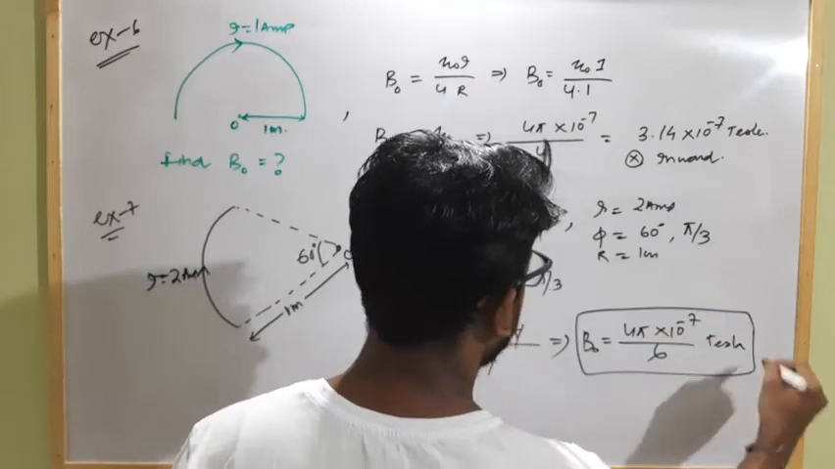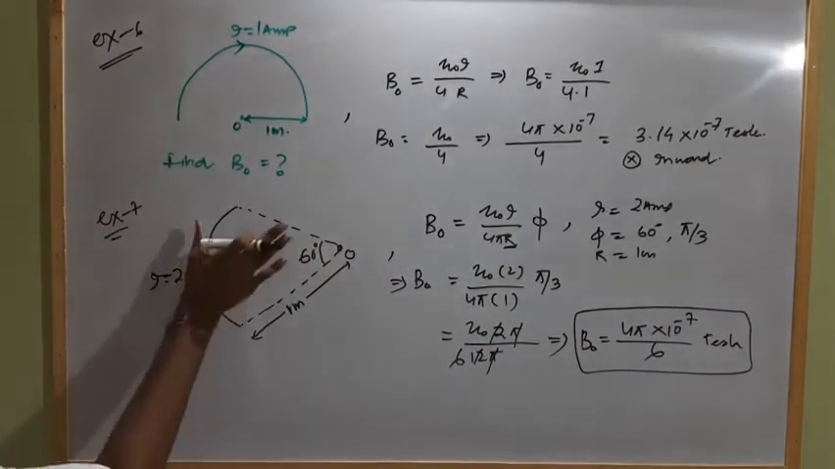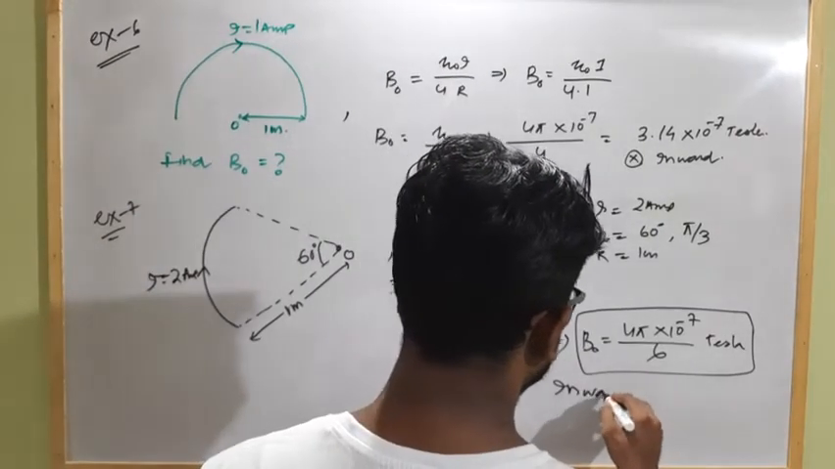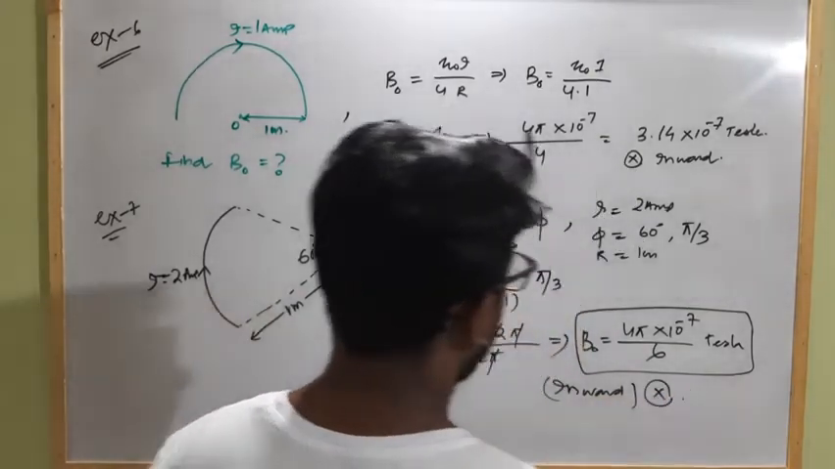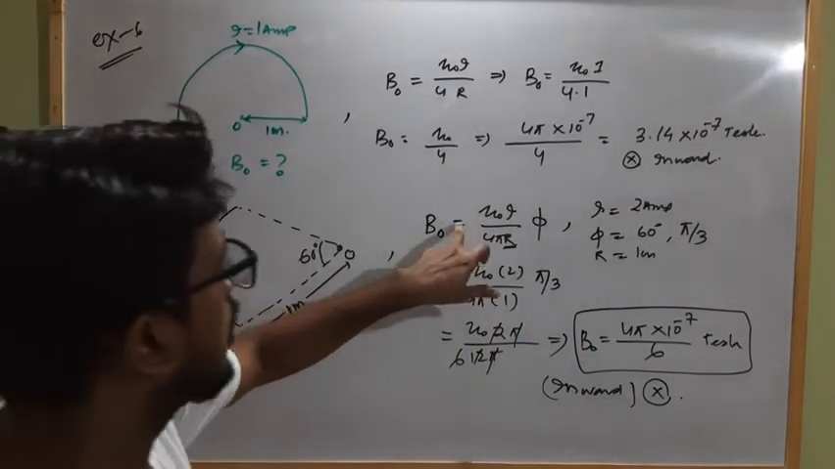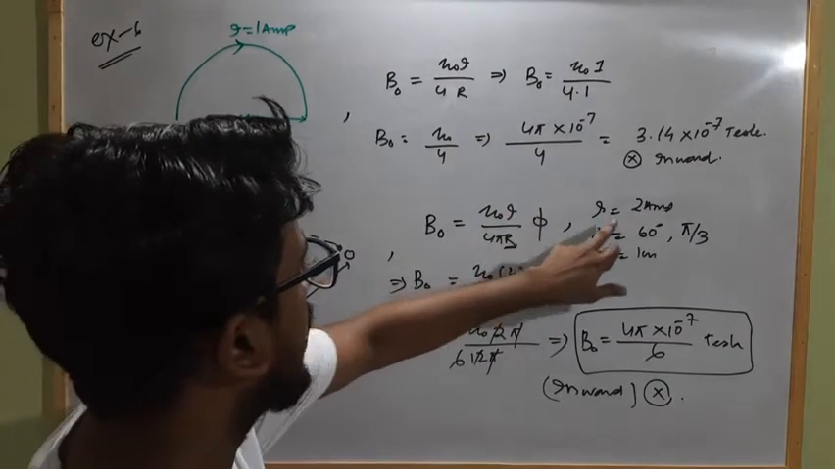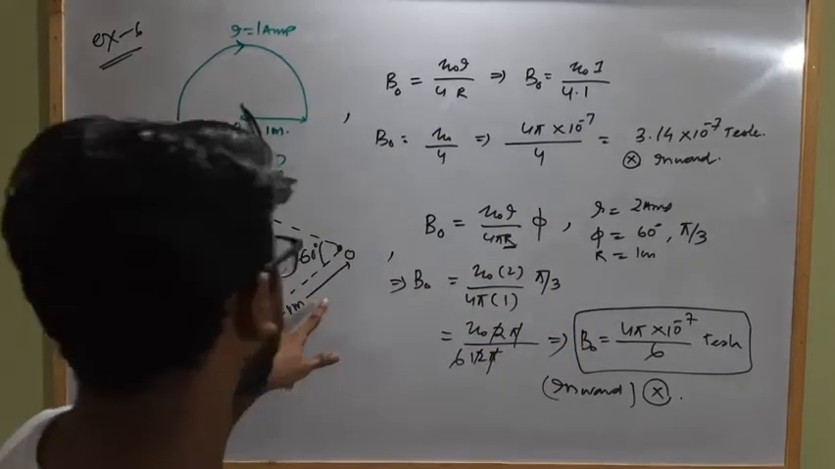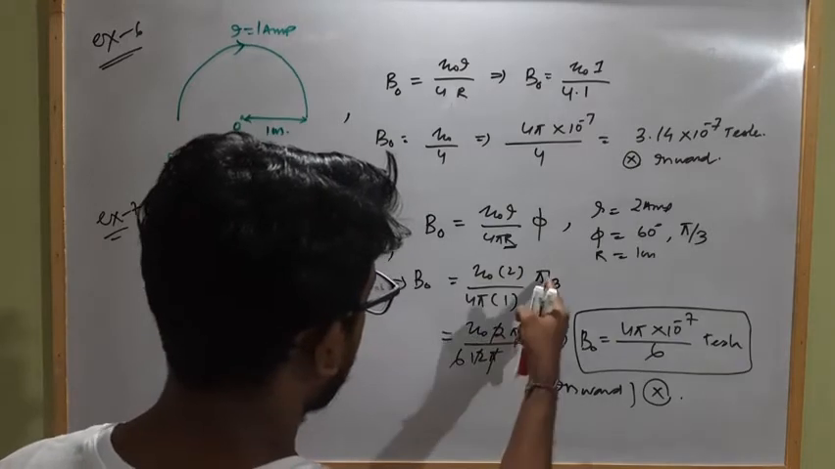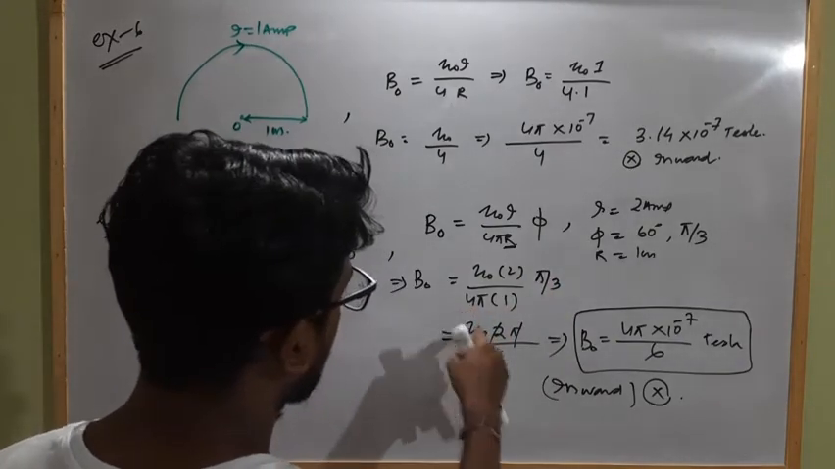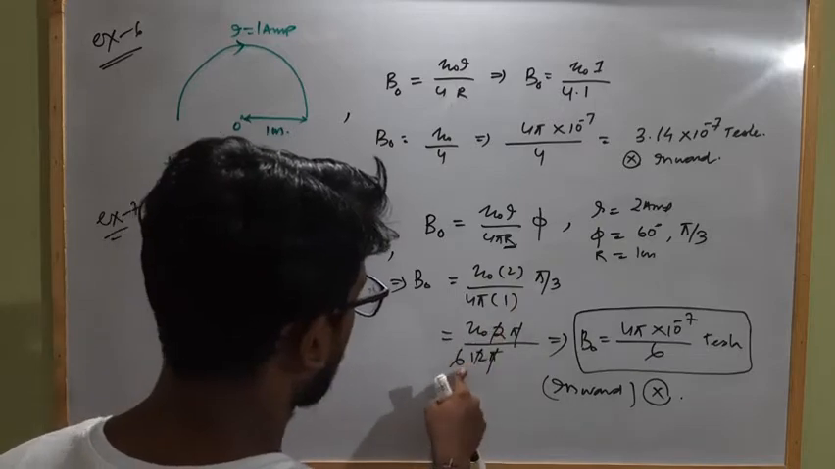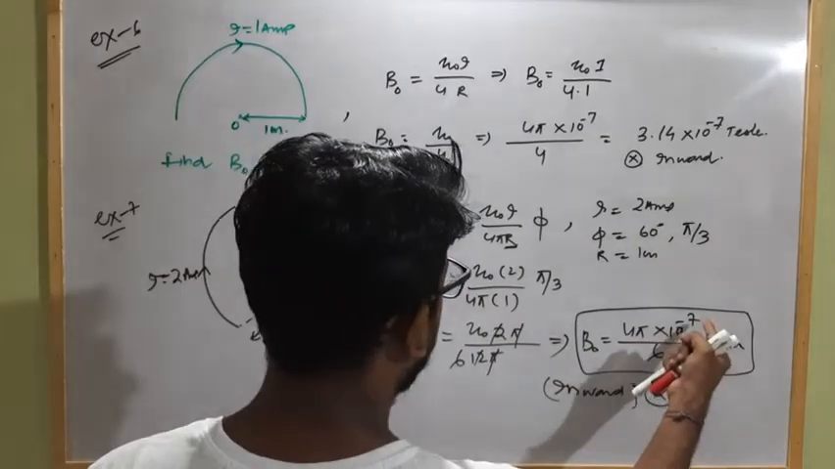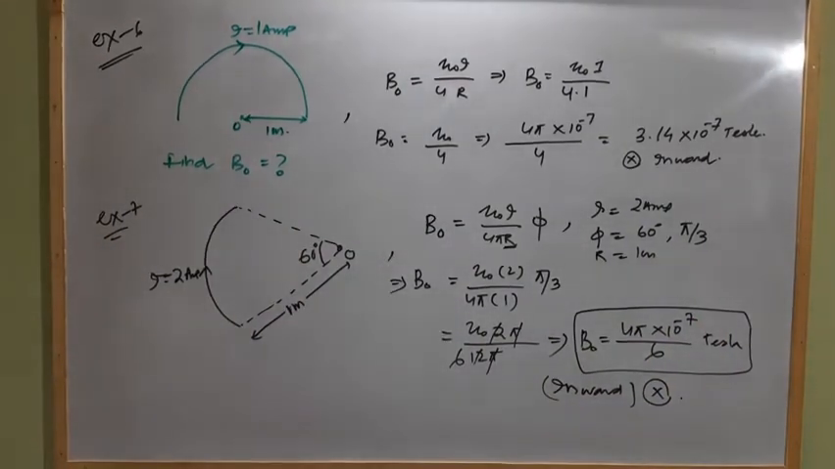This is the expression for the magnetic field strength at point O, and the direction is clockwise, so the thumb curls like this, inward. Okay, clear? Then B naught equal to mu naught I by 4 pi r into phi. Here I equal to 2 ampere, phi equal to pi by 3, and r equal to 1. So this will become 2 pi by 12 pi. Cancelling this, it will become 6, pi will cancel. So the value will be 4 pi into 10 to the minus 7 by 6 Tesla. Clear? Understood?